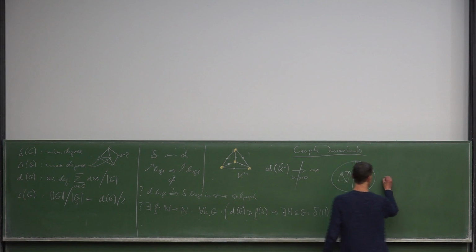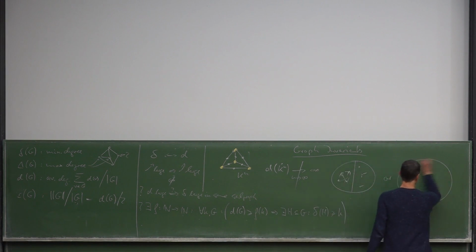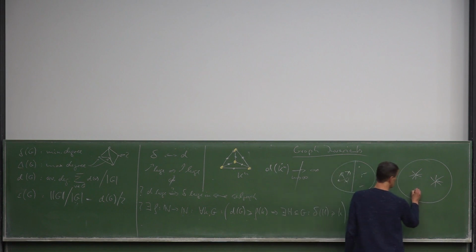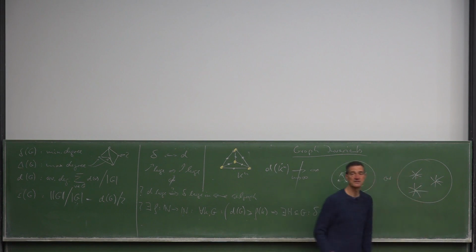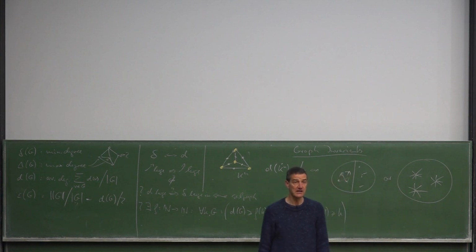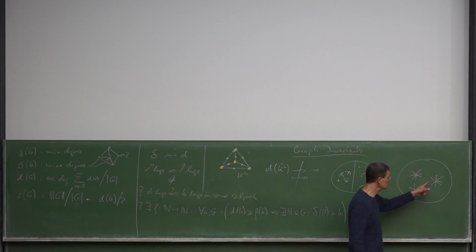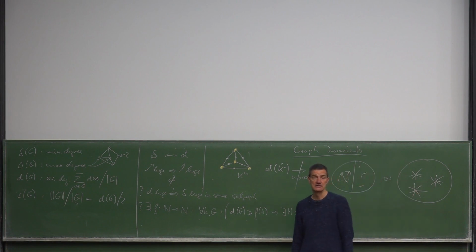Or can it happen that all the vertices of large degree are isolated as here? They don't conspire to form a subgraph between them that has large min degree, and still the degrees are large enough and there are enough of them to make the average degree large. So can this happen or not?